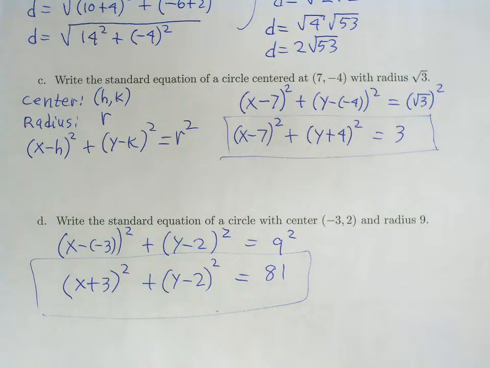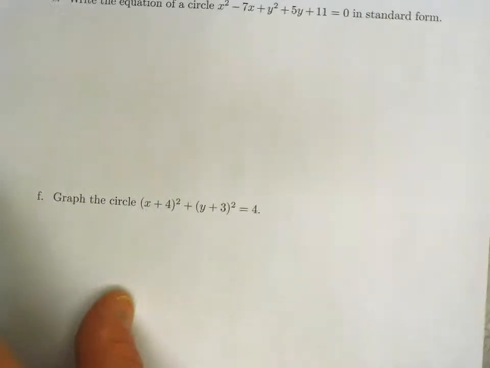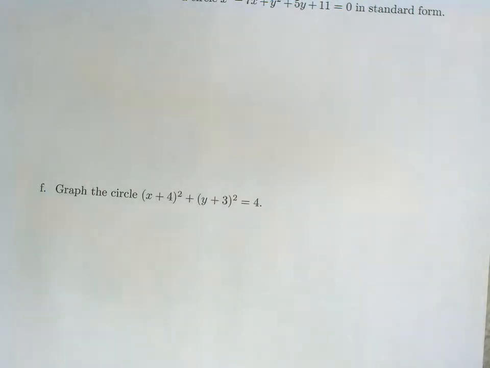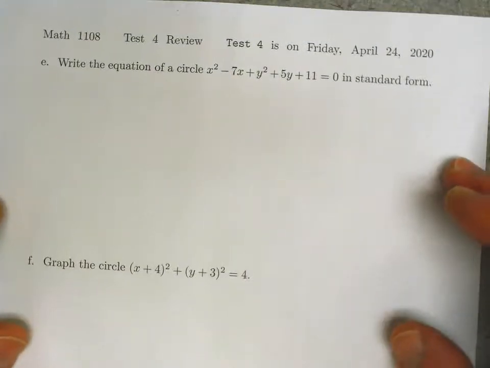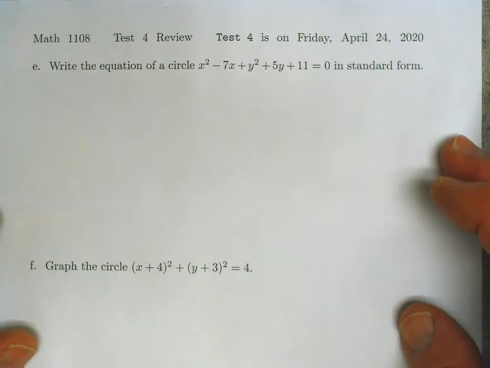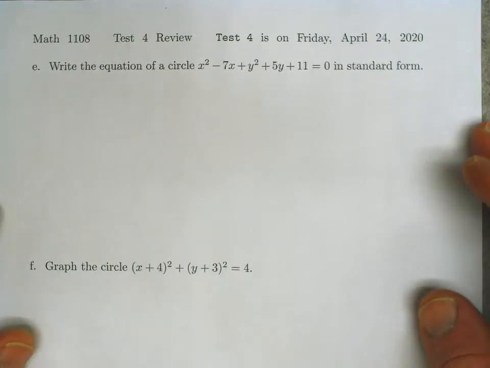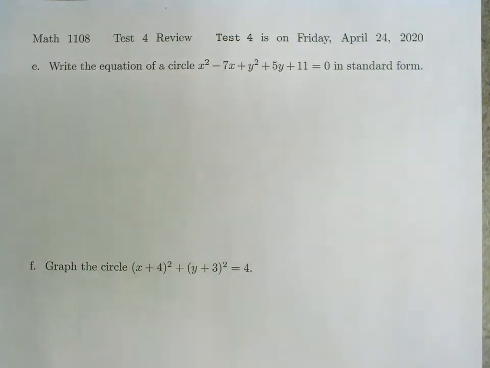Okay, the next example is an equation of a circle that's not in standard form, and then we have to write it in standard form. Write the equation of the circle x squared minus 7x plus y squared plus 5y plus 11 equals 0 in standard form.